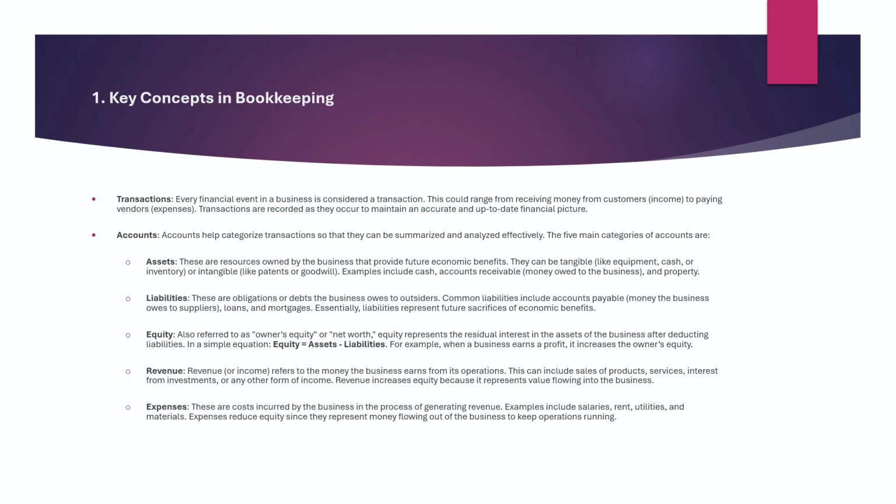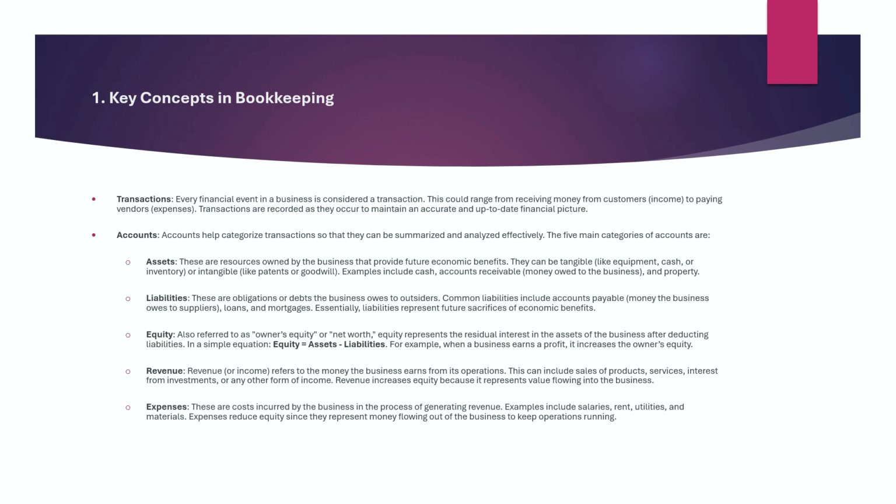Accounts. Accounts help categorize transactions so that they can be summarized and analyzed effectively. The 5 main categories of accounts are: One, Assets. These are resources owned by the business that provide future economic benefits. They can be tangible, like equipment, cash, or inventory, or intangible, like patents or goodwill. Examples include cash, accounts receivable, money owed to the business, and property.